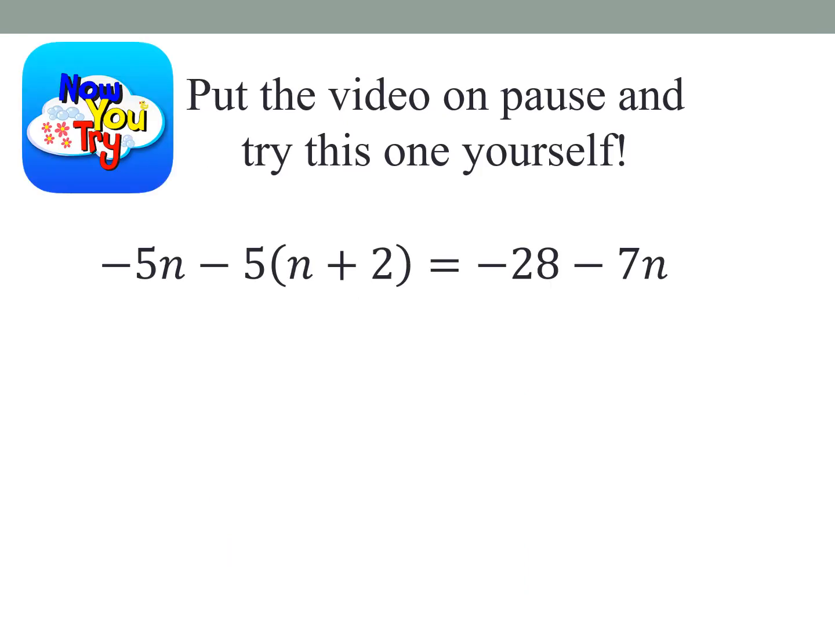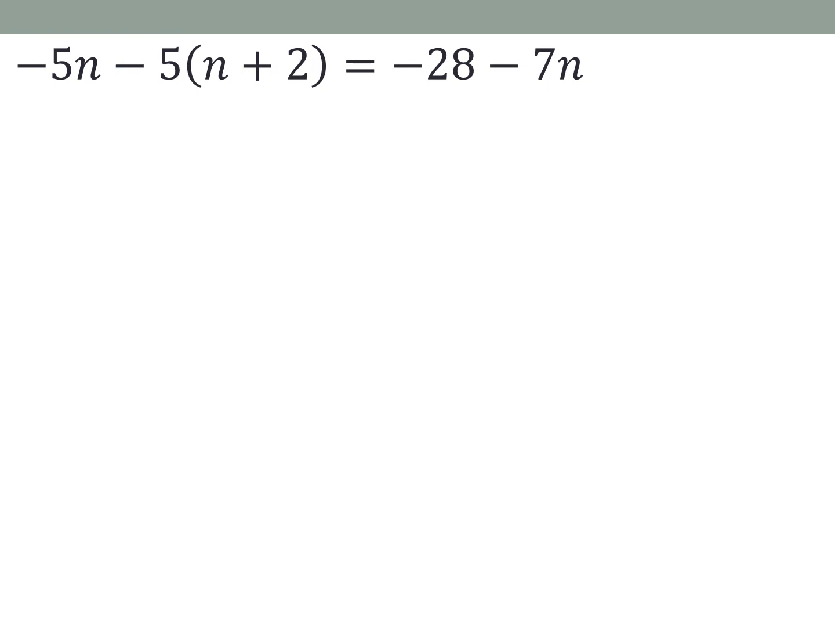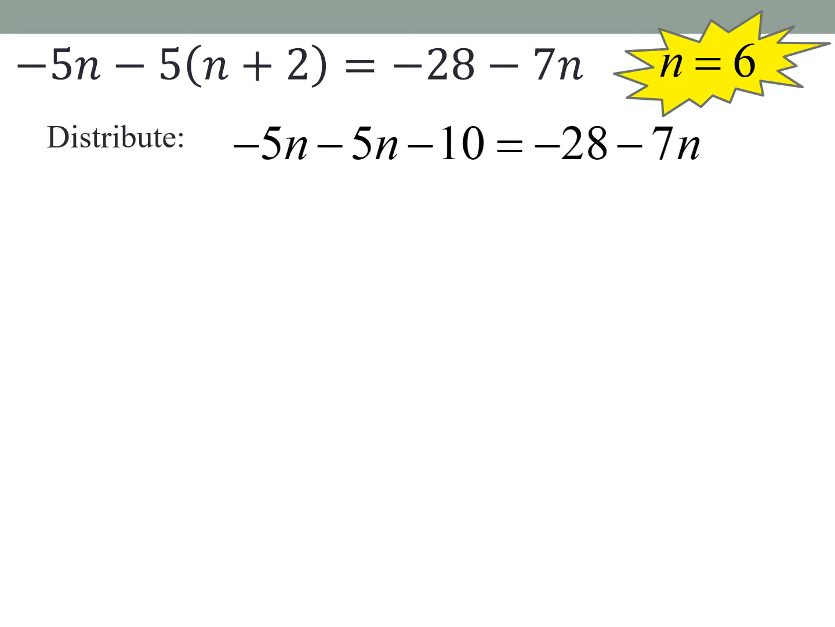Now put the video on pause and try this one yourself. All right, did you get it right? N equals 6. So your first step is to distribute. So you're going to take the negative 5 times n for a negative 5n, and the negative 5 times a positive 2 for a negative 10.